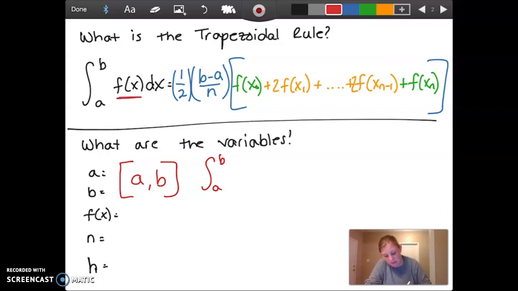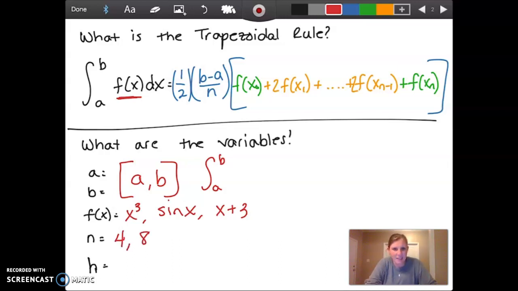My f of x is always given to me right in front of the dx. It's some type of function. It could be x cubed. It could be sine x. It could be x plus 3. It's some type of function, and we have to figure that out. For the trapezoidal rule, they will specifically tell you the number of trapezoids that you'll be using. Most of the time, that ends up being a number like 4 or 8. It's a very pretty number.